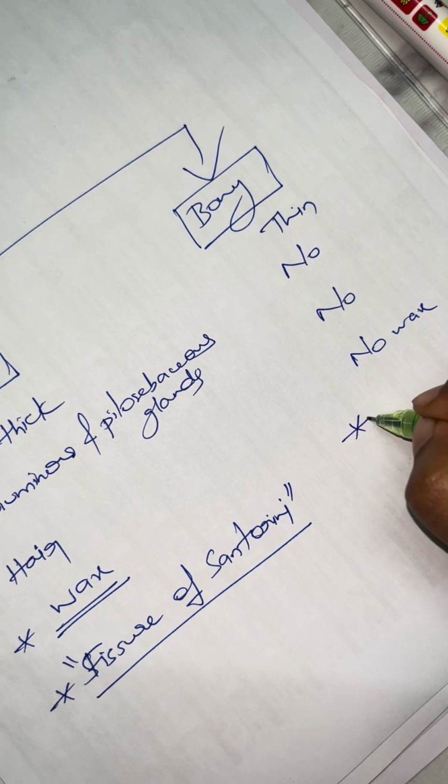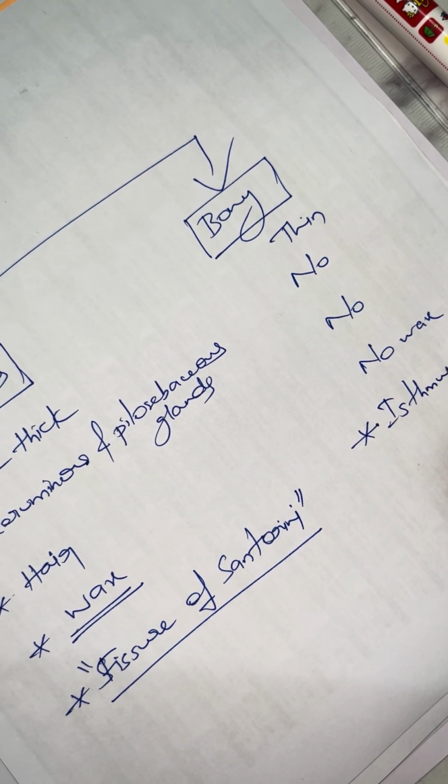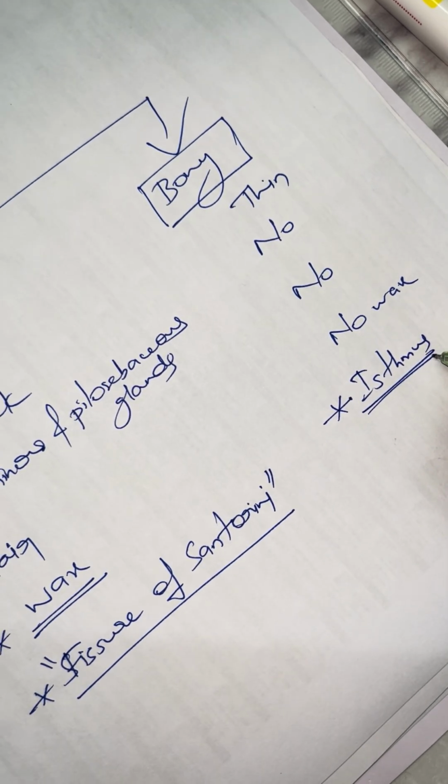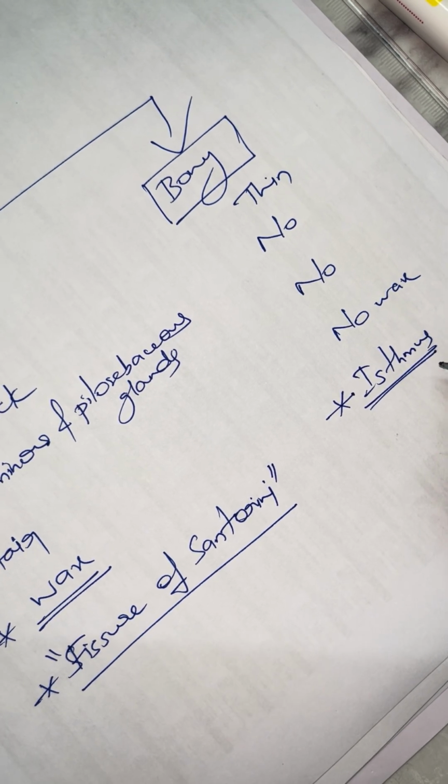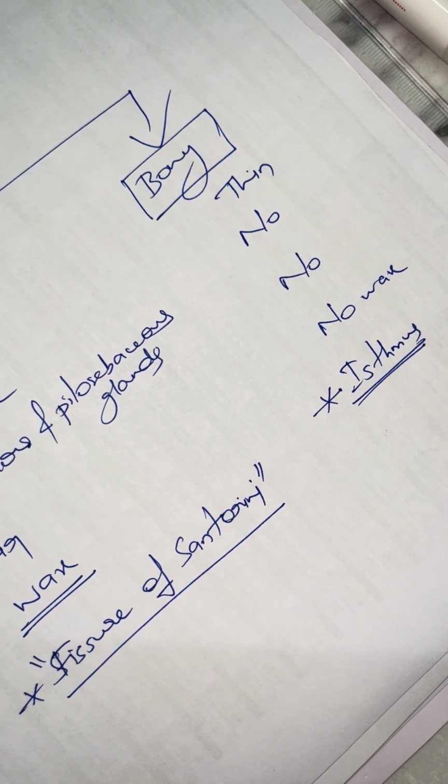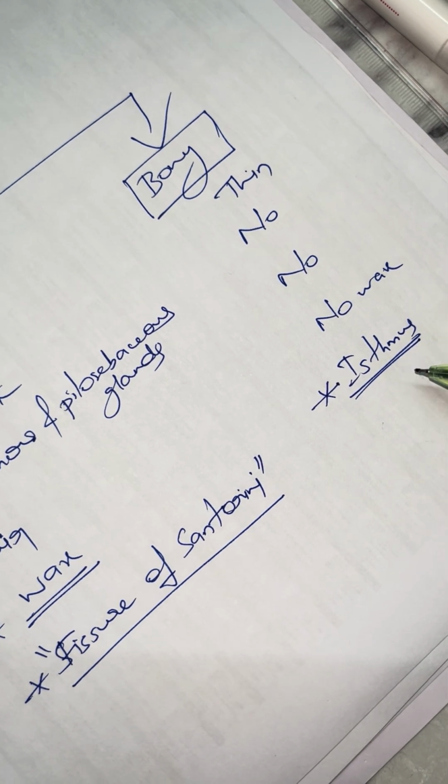One is called the isthmus. Why is the isthmus important? Because foreign bodies get lodged easily, and if one gets impacted, it is very difficult to remove. That is the importance of the isthmus.